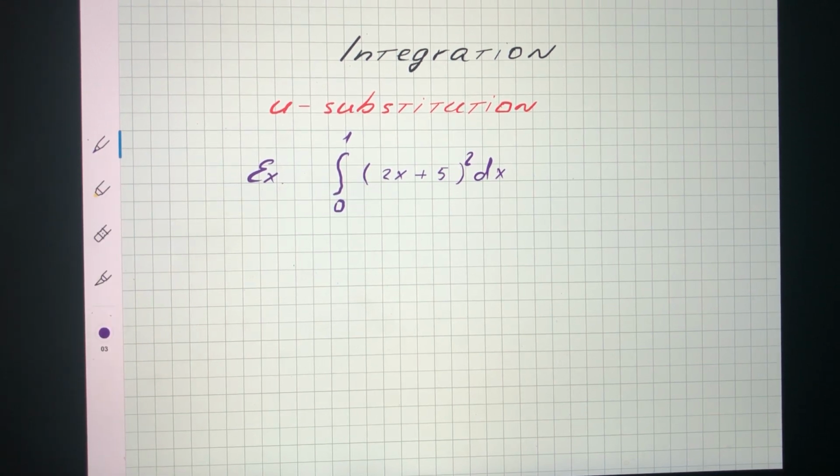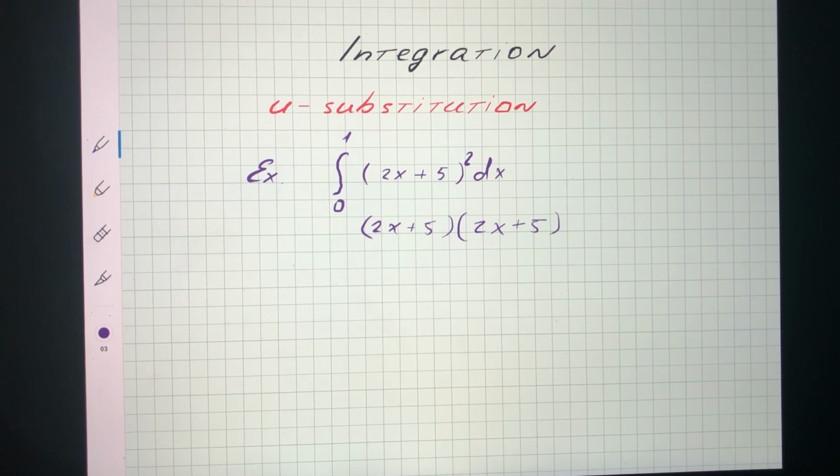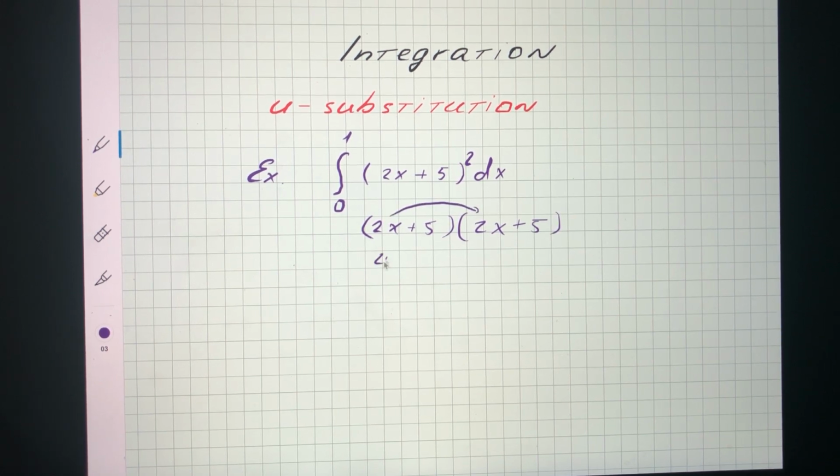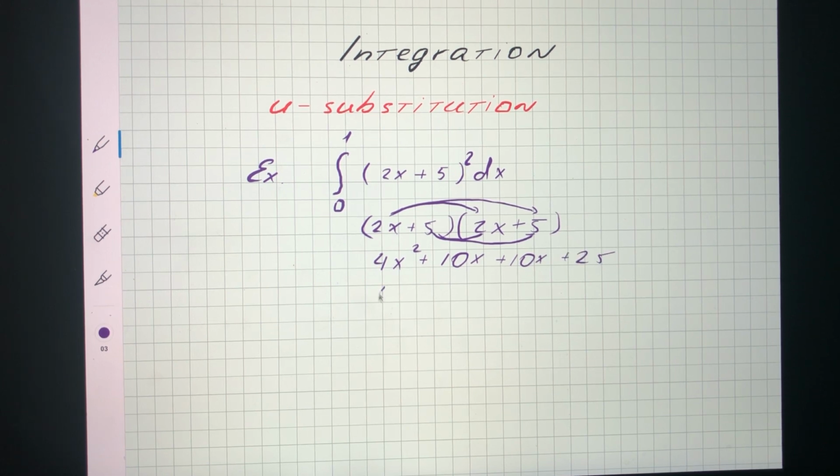So the way we already know is we could multiply out 2x plus 5. Let's just multiply it right here. We could use the formula for the perfect squares. That is also true. But in case we forgot, we can multiply out. 2x times 2x is 4x squared. 2x times 5 makes 10x, then 10x again, and then 5 and 5 makes 25. So here we have 4x squared plus 20x plus 25. And we're still integrating this, and it's still dx.